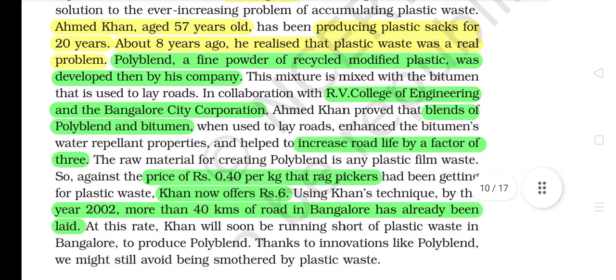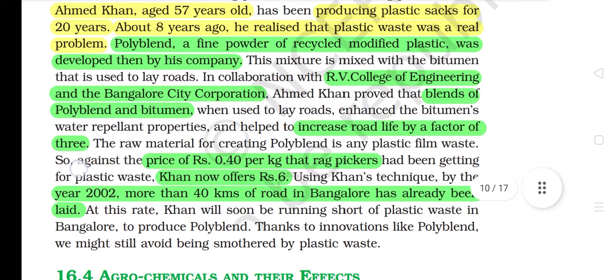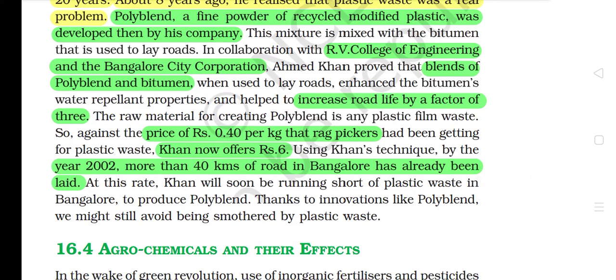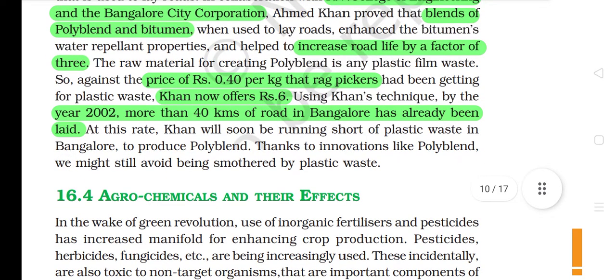Polyblend, a fine powder of recycled modified plastic, was developed then by his company. This mixture is mixed with the bitumen that is used to lay roads. In collaboration with RV College of Engineering and the Bangalore City Corporation, Ahmad Khan proved that blends of polyblend and bitumen, when used to lay roads, enhance the bitumen's water repellent properties and help to increase road life by a factor of 3. The raw material for creating polyblend is any plastic film waste.